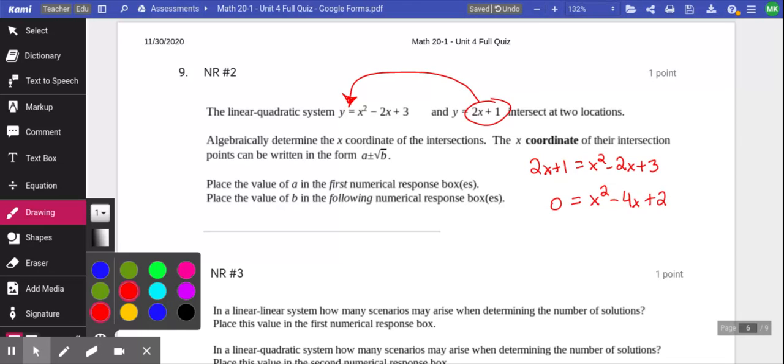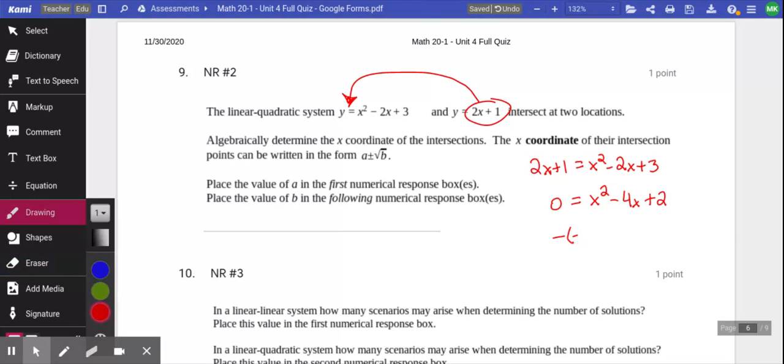The quadratic formula is negative b. My b value is negative 4 here. Plus or minus the square root of b squared. Remember to put your values in brackets. Minus 4 times a, which is 1, times c, which is 2. Divided by 2a, which is 2 times 1. You do a little bit of calculating. This becomes 4 plus or minus the square root of, that'd be 16 minus 8, which is 8, divided by 2.